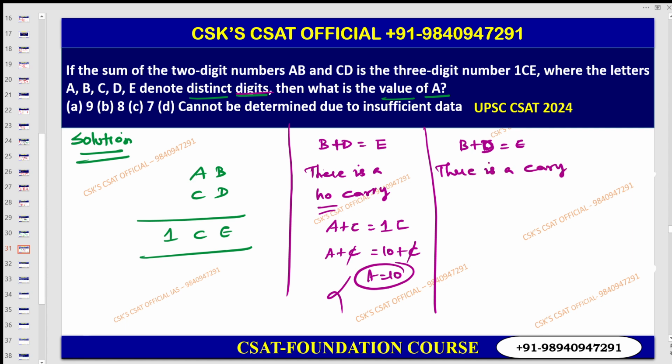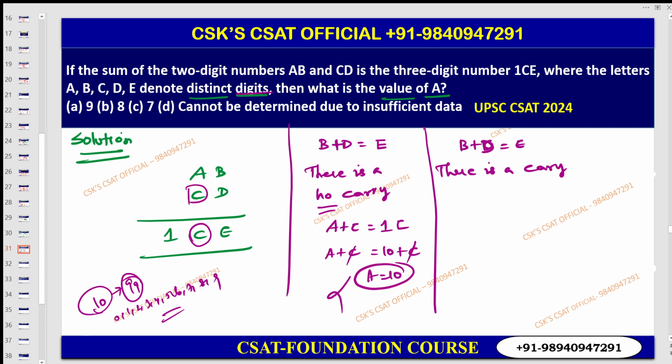Now you also have to be very careful here, because the 2 digit numbers start with 10 and end with 99. In this case the digits are 0, 1, 2, 3, 4, 5, 6, 7, 8, 9. Among these digits, you can place any for A, B, C, D in order to get 1CE. Now be careful here. The C and C are the same here.